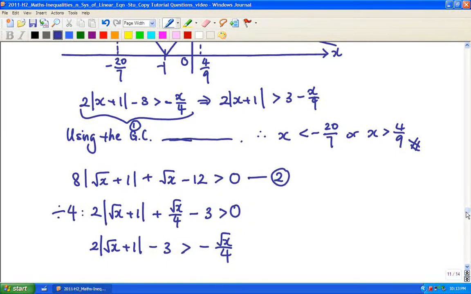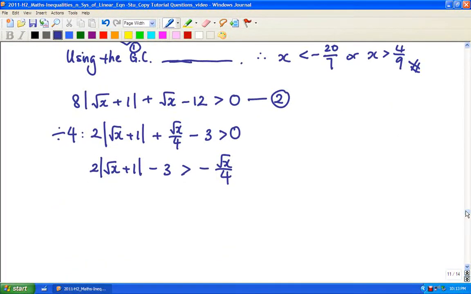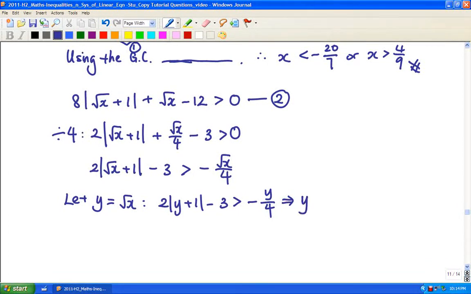The main difference lies in the fact that the x is now replaced by square root x. So we can use a substitution, y equals square root x, and we will get back the original inequality, but this time with y instead of x. We can use our solution in the first part to conclude that y has to be strictly smaller than negative 20 over 7, or y is greater than 4 over 9.